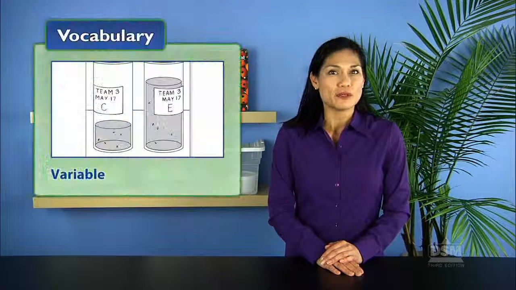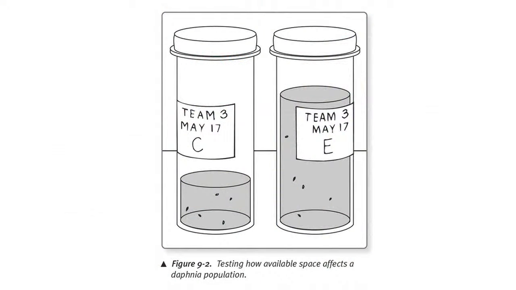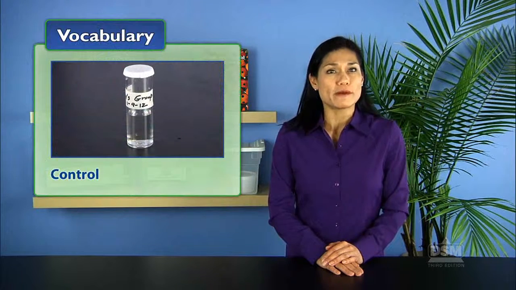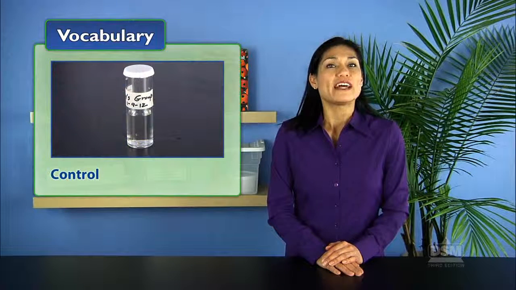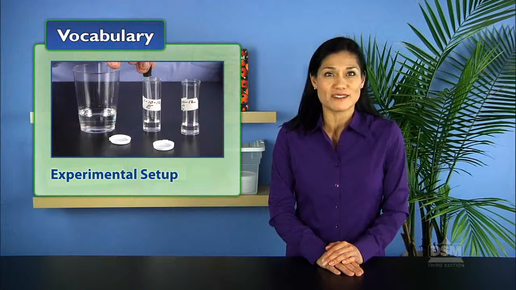Explain that a variable is a condition that can be changed or varied in an experiment. A good example for students would be to set up an experiment in which they would give each of their daphnia a larger space to move around in. Ask students, in this experiment, what would be the variable? The amount of available space would be the variable being tested. Then explain that the control is the part of the experiment in which everything is kept the same, and the experimental setup is the part in which one variable is changed to test it.